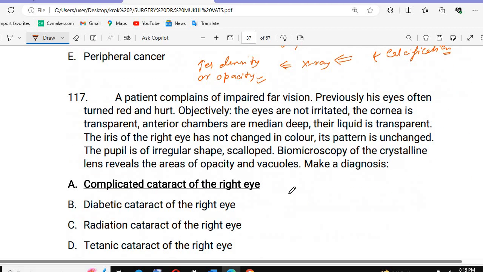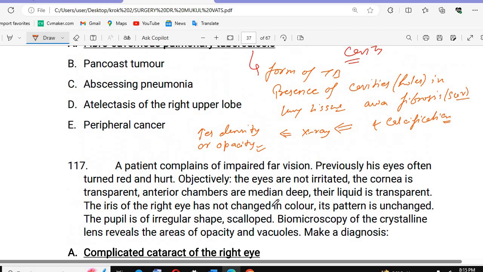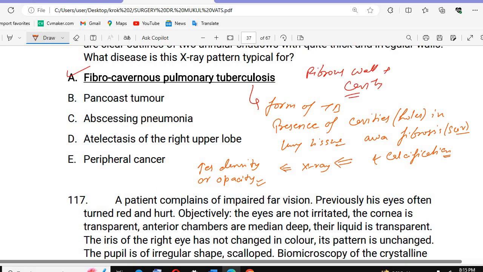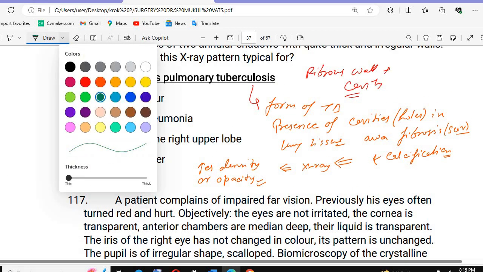In the next questions we will be seeing about the cataract. Now see, cataract I think we studied before. Pancoast tumor, okay, let's complete this once first.